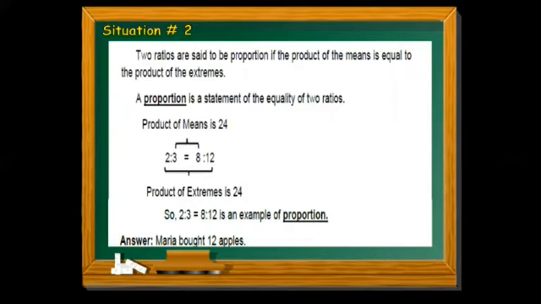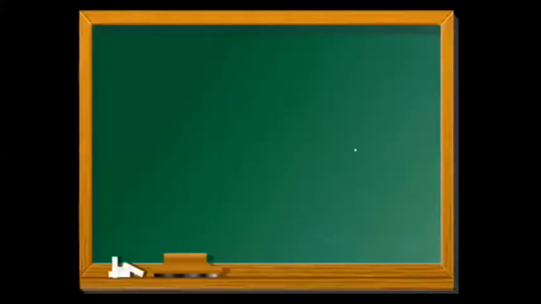Therefore, 2:3 is equal to 8 to 12 is an example of a proportion. Ibig sabihin, pareha sila, proportion sila. At the same time, the missing term is going to be 12. 12 apples. And then, just to keep it short, 2:3 is equal to 8:12. So let's answer more examples here.